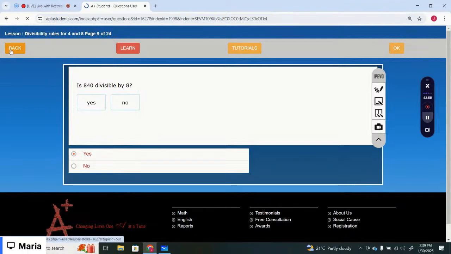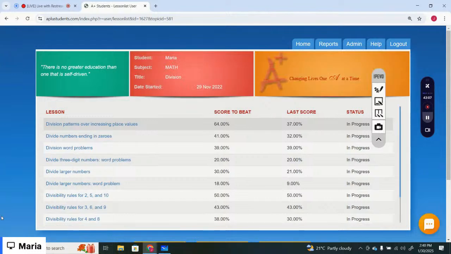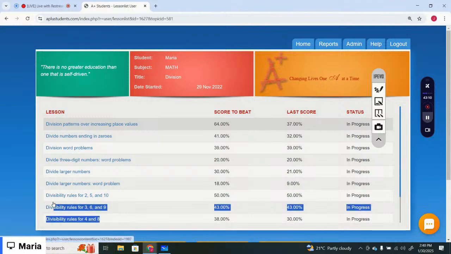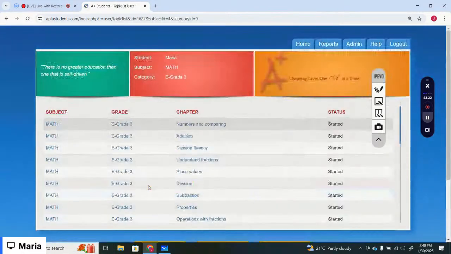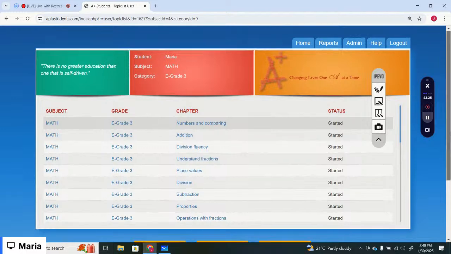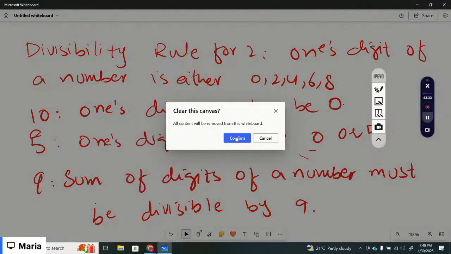Okay, we are done with the lesson. So we were working on grade 3 math. The chapter we were working on is division. The lessons we covered today are divisibility rules for 2, 5, and 10, divisibility rules for 3, 6, and 9, and then divisibility rules for 4 and 8. The divisibility rule is a very important lesson. So please make sure before the next session you complete all the practice questions for the lessons we just did. That is your homework until the next session.